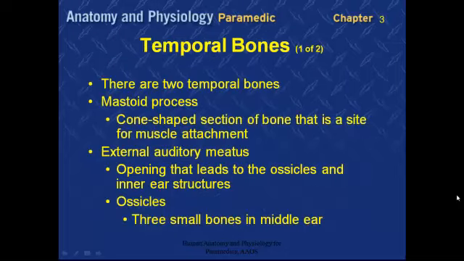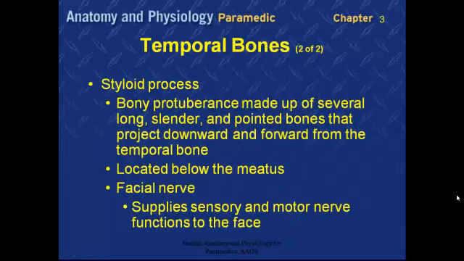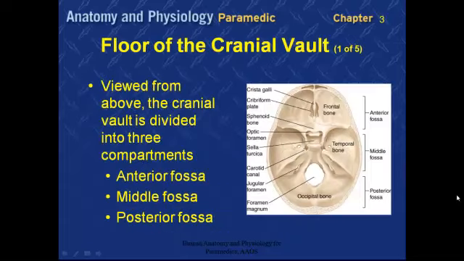The temporal bones, there are 2 temporal bones, have the mastoid process and the external auditory meatus. The mastoid process is the cone-shaped section of the bone. It's a site for muscle attachment. The auditory meatus is the opening that leads to the ossicles and inner ear structures. The ossicles, of course, are the 3 small bones in the middle ear. The styloid process is a bony protuberance made up of several long, slender, and pointed bones that project downward and forward from the temporal bone. It's located below the meatus. The facial nerve supplies sensory and motor nerve functions to the face.